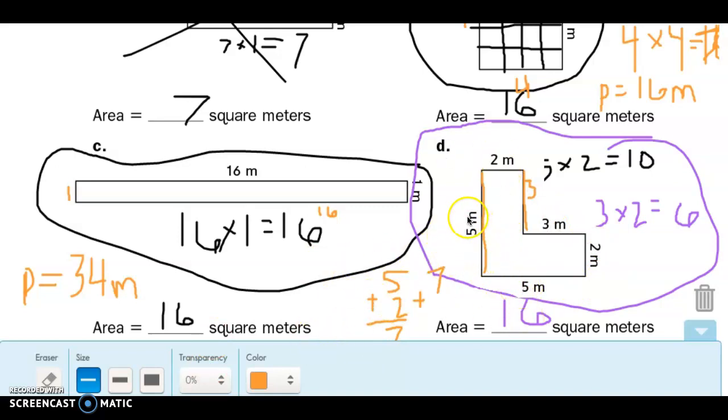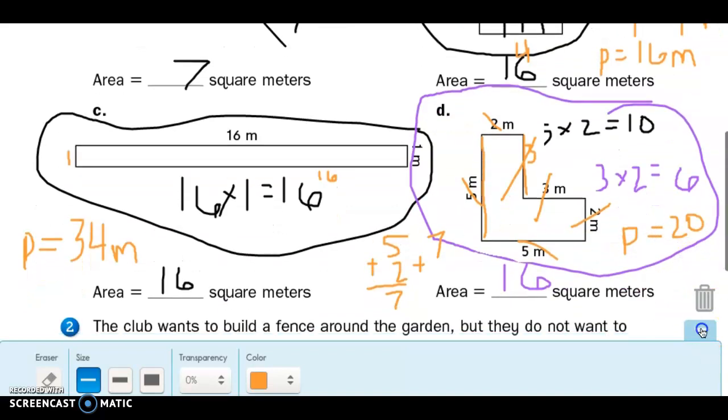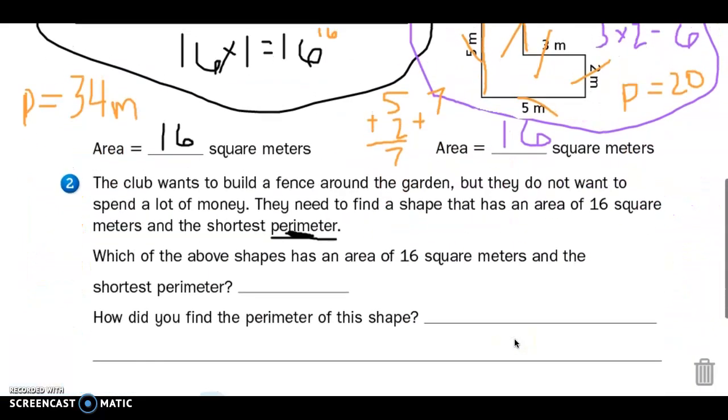5 plus 5 is 10. 10 plus 2 is 12. 12 plus 3 is 15. 15 plus 3 is 18. And 18 plus 2 is 20. So perimeter equals 20. Remember, they wanted to find the smallest perimeter so they didn't have to spend so much money.